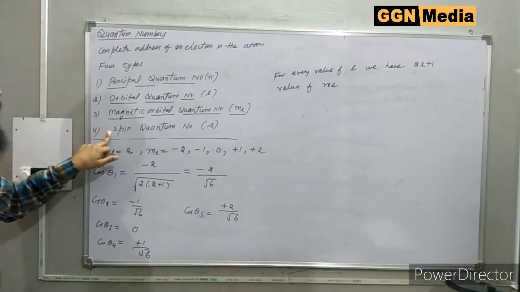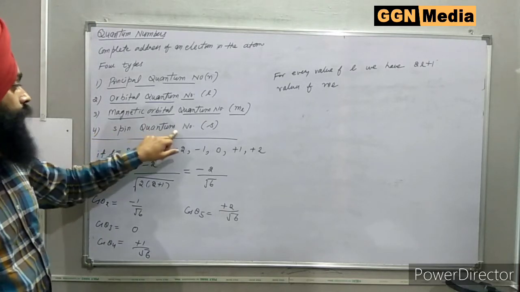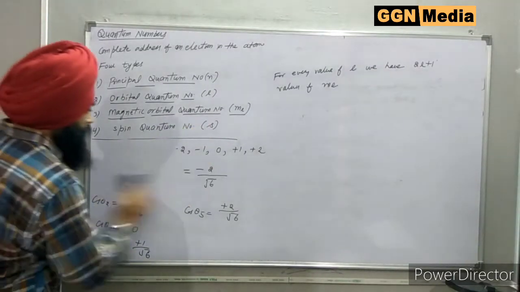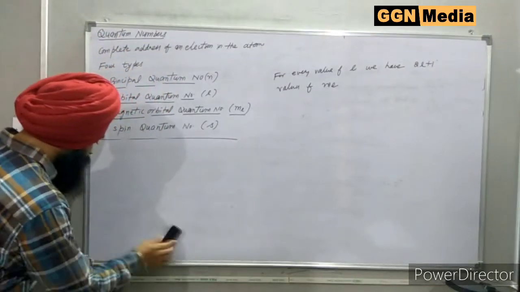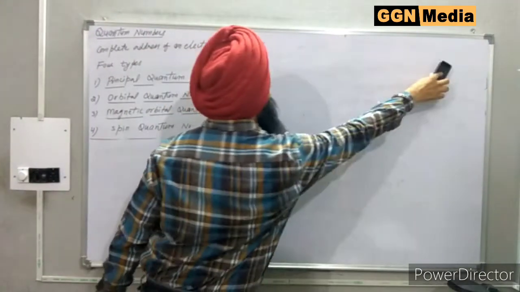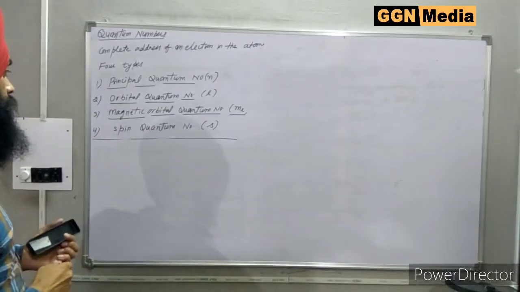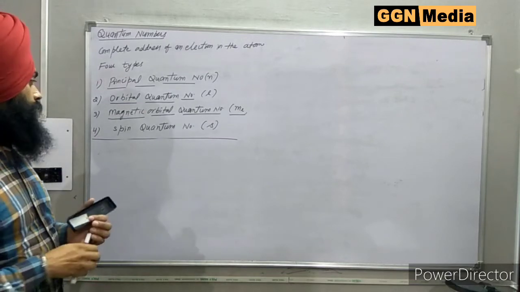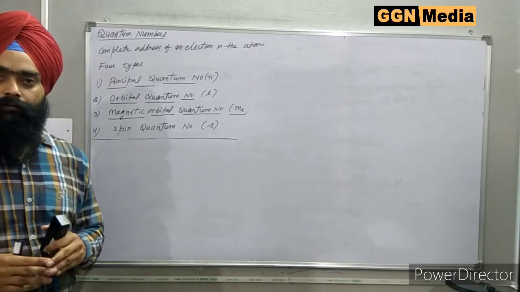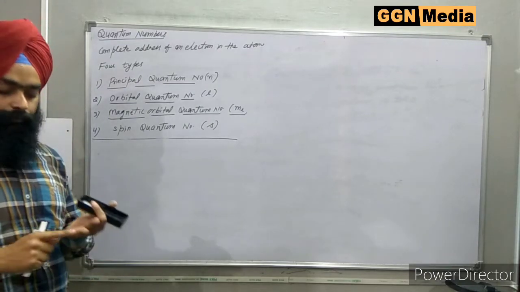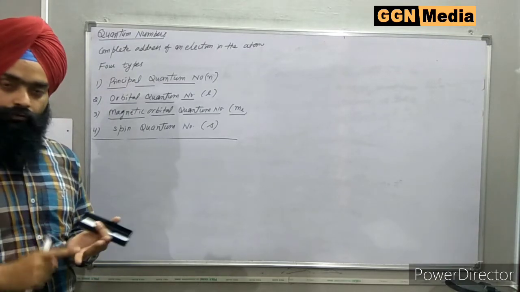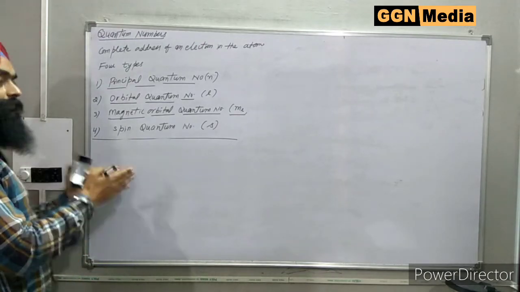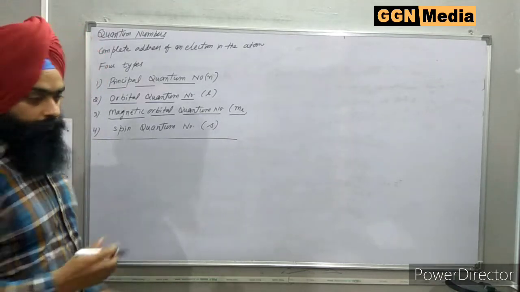So let us switch to the last quantum number, which is called the spin quantum number. Now we already know that the electron is a fermion, and every fermion has half integral spin. There are two types of particles, bosons and fermions. Bosons have integral spin, fermions have half integral spin, and every fermionic particle obeys the Pauli exclusion principle.